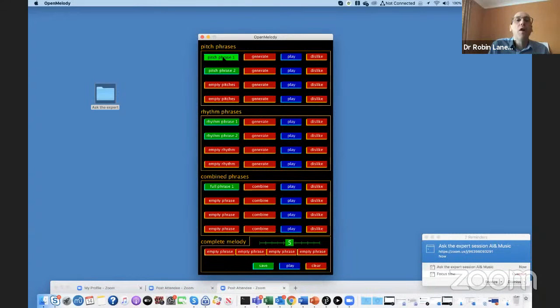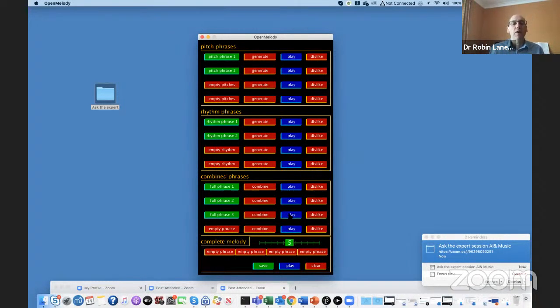I'm now going to try pitch phrase 2 against rhythm 1. The idea here is by using the same rhythm, we'll get some sort of consistency as well as some differences. I'm going to combine those and play them. Okay, now I'm just going to try pitch phrase 2 against rhythm 1. Play them. I actually quite like that.